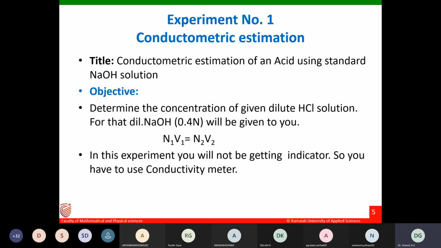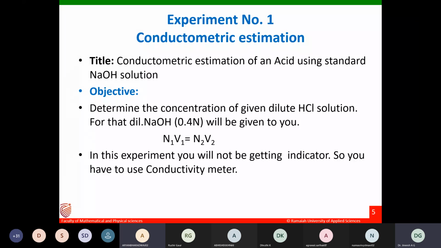For that experiment, a standard sodium hydroxide solution will be given to you. Standard sodium hydroxide solution means sodium hydroxide solution with a known concentration. So I will give you sodium hydroxide solution and I will tell you the concentration of this sodium hydroxide solution. Using that sodium hydroxide solution, you have to find the concentration of an acid. This experiment you have performed in your PUC. Am I right?